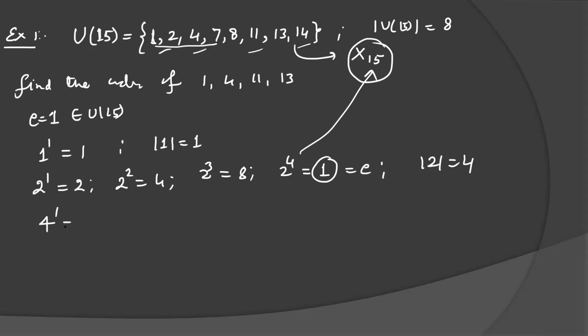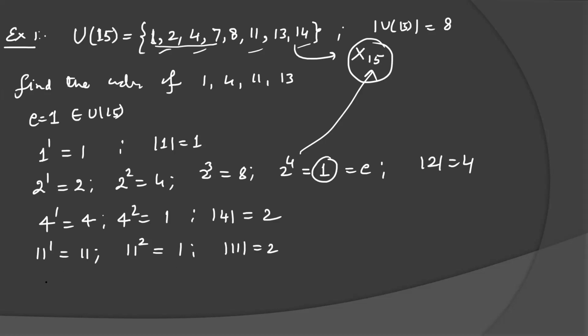What is the order of 4? 4 to the power 1 is 4. 4 to the power 2 is 16. Divided by 15, you will get 1. So the order of 4 is 2. Now, what is the order of 11? 11 to the power 1 is 11. 11 to the power 2 is 121. Divide by 15, you will get 1 only. So the order of 11 is also 2. What is the order of 13? 13 is quite difficult.